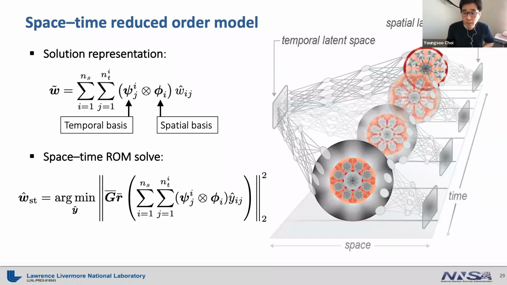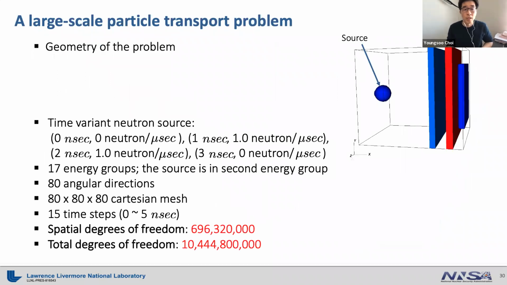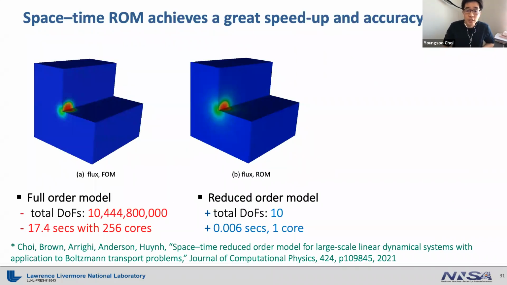To close the overdetermined system, we take the norm of the space-time residual and then minimize it. We apply the weighting matrix G bar to achieve efficiency through the hyper-reduction technique. Skipping the details, we have applied the space-time reduced order model to a large-scale particle transport problem, whose problem size is around 10 billion in the space and time domain. Using space-time reduced order models, we were able to reduce the 10 billion degrees of freedom to only 10, and still get pretty much the same physics response as shown in the movie.